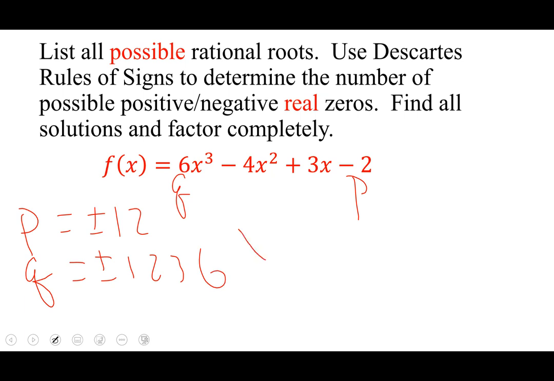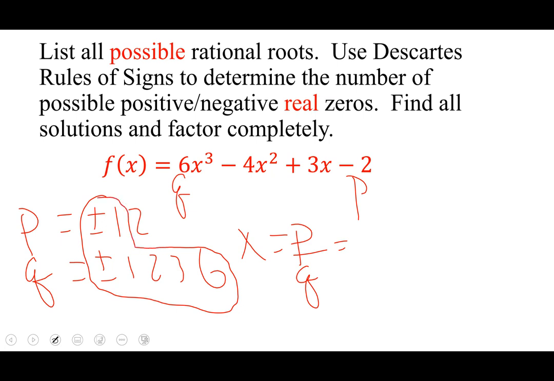Now you have to make a list of all the x's, which means you have to put all your p's over all your q's, and you have to reduce them. If you go to do p over q and it gives you something that's already on the list, then you don't write it a second time. So I'm going to start by putting plus or minus 1 over all the plus or minus q's. So that's going to give me plus or minus 1, 1/2, 1/3, and 1/6.